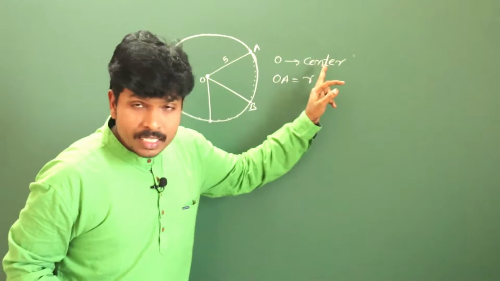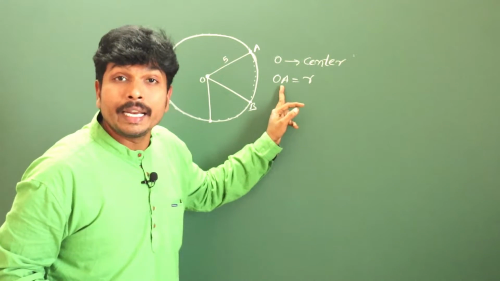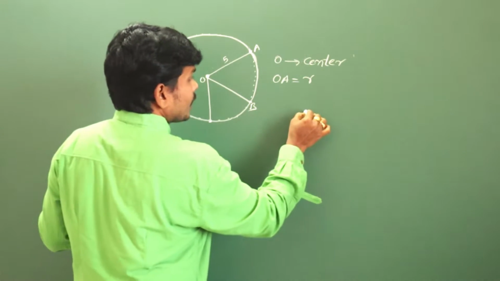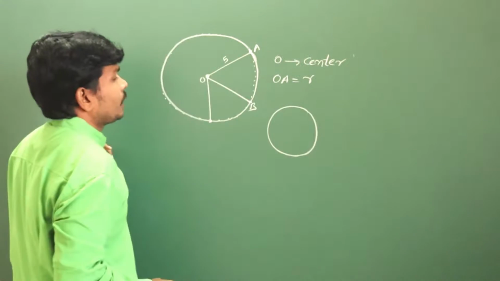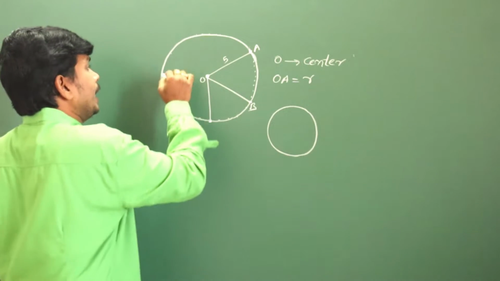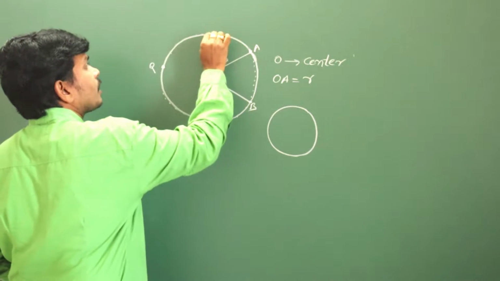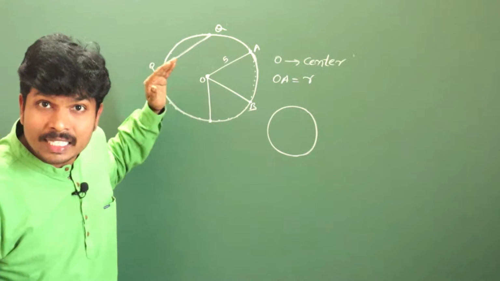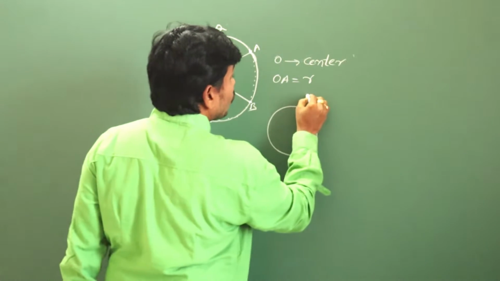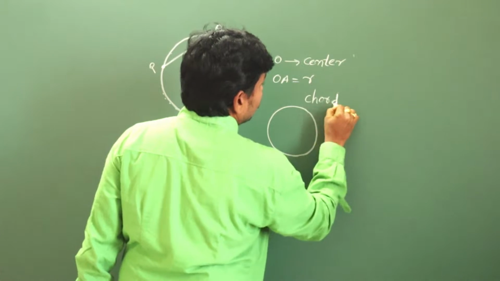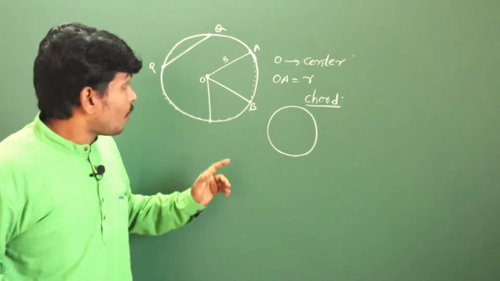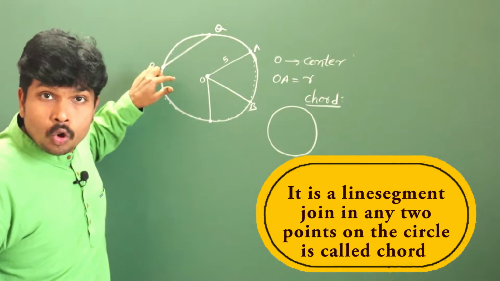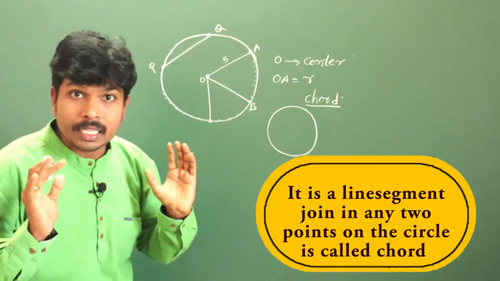Fantastic. So we discussed center and radius. Now you take a circle and any 2 points on the circle. Join them, and one line segment forms. That line segment is called a chord, C-H-O-R-D. These are the terms of a circle. What is the third term? Chord. What is meant by chord? It is a line segment joining any 2 points on the circle.